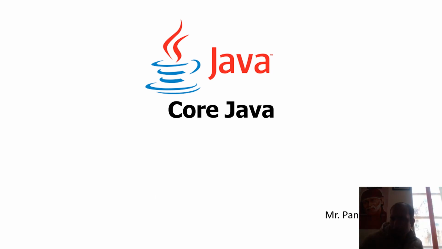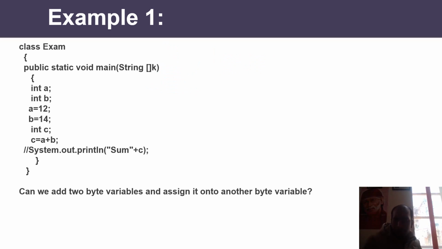So last day we discussed data types. Now let's see some examples of how to implement a Java program. Let's see the very first program.